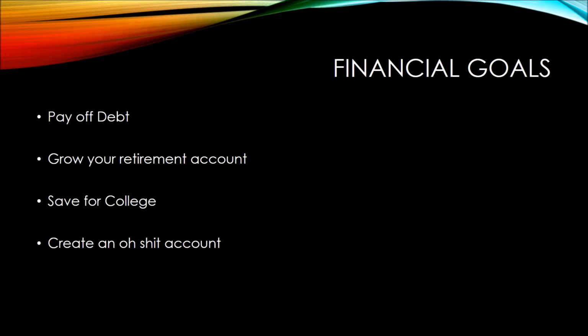Strong goals are reasonable and realistic, but they are also prioritized to best suit your need and help you succeed at being financially free and literate. So what I mean by this is you should pay off debt first, then grow your retirement account, save for college, and create an oh shit account.